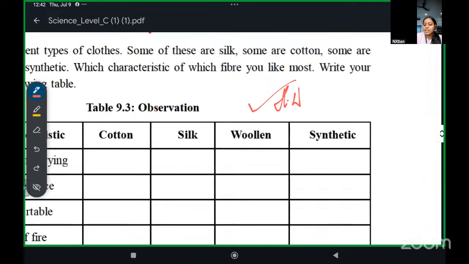What about synthetic? Synthetic you can tell by their feel. They will feel soft, and when you touch them, they will feel slippery and soft and shiny. When it feels slippery and soft and shiny, you will know that this is synthetic.